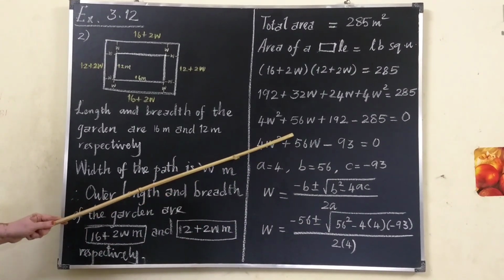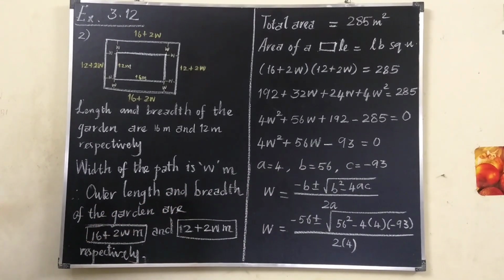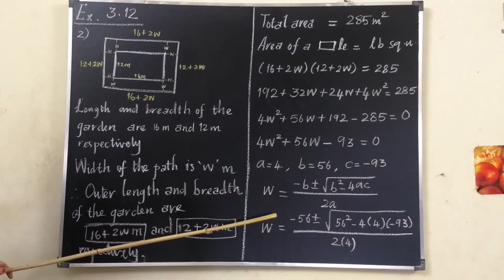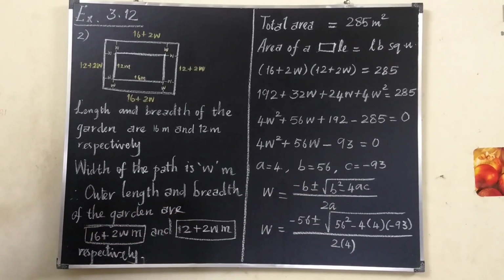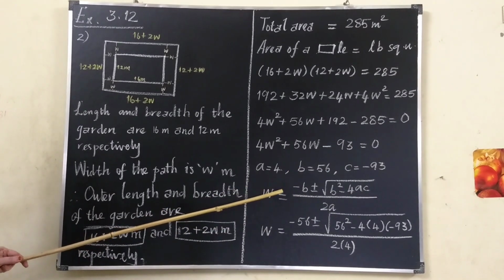A is 4, B is equal to 56, C is equal to minus 93. What's the formula to calculate x under the quadratic formula? Here we have used the variable as w. So w is equal to minus b plus or minus root of b square minus 4ac by 2a. Then substitute the values of a, b and c in this.